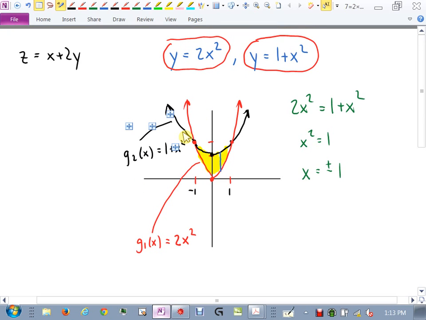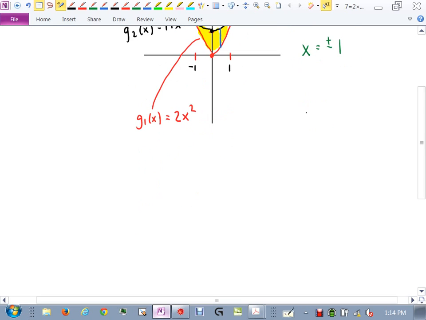Okay, now I'm going to give a representation of what that region is in terms of what the boundaries or restrictions on x and y are. So I'm going to just list this out. My x here is bounded between negative 1 and 1, right? My y value is bounded between the two curves, 2x squared and 1 plus x squared, right? That describes my region D.